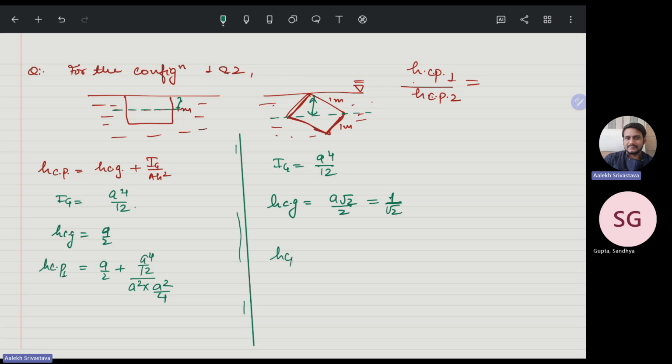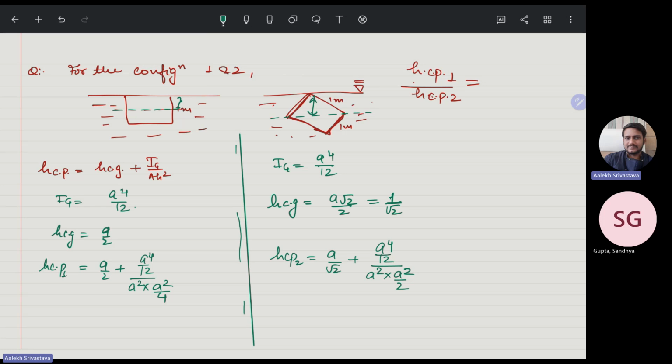And here SCP2 is a by root 2 plus a raised to the power 4 by 12 upon a square into a by 2. So this is a square by 2. So this is SCP1 and SCP2. As you know, a is 1.